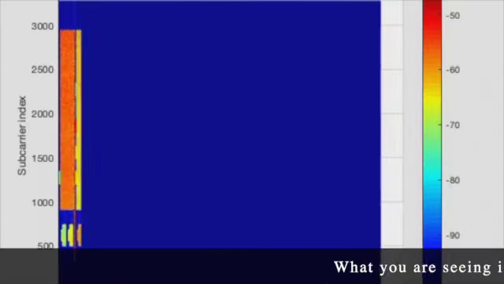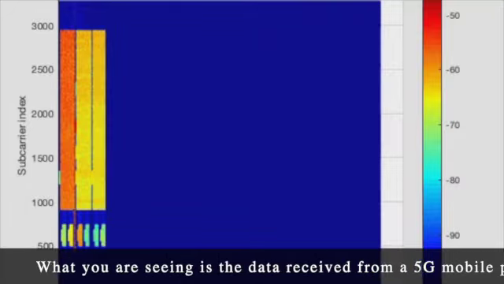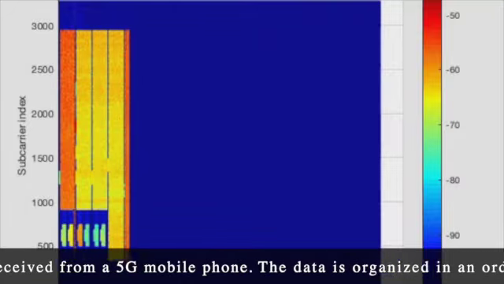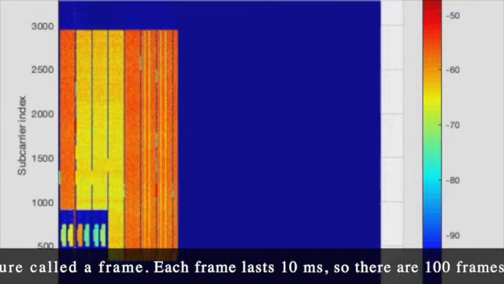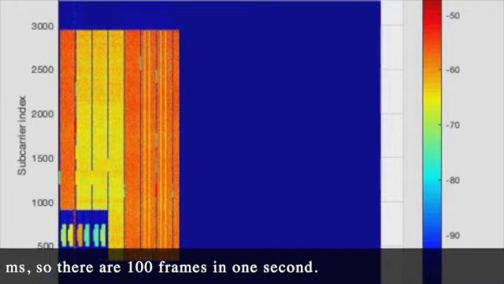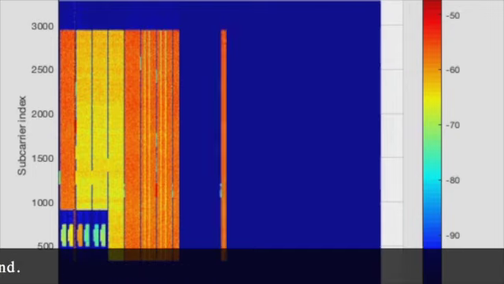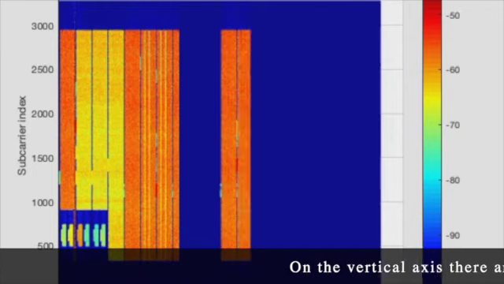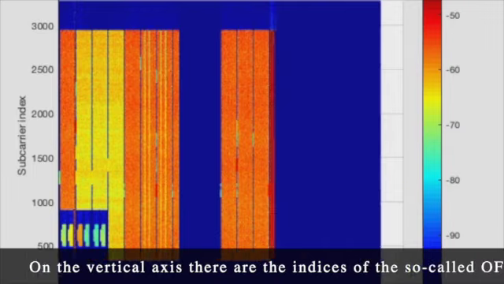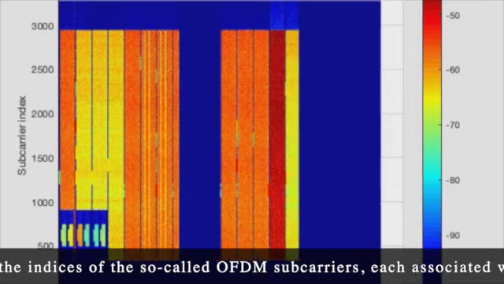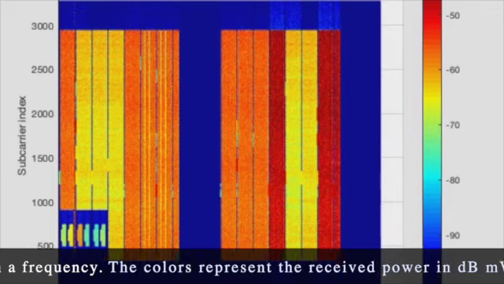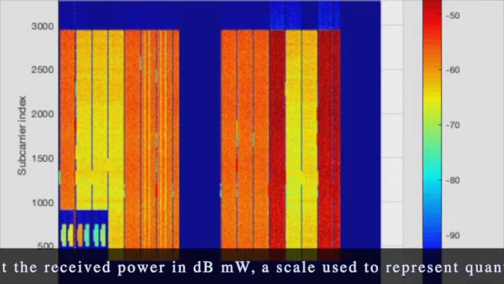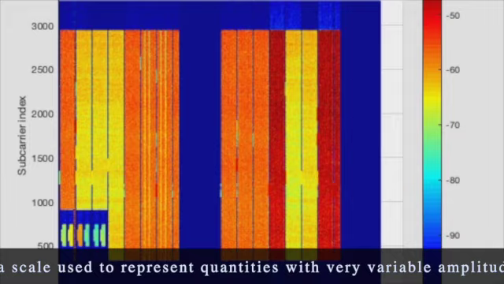What you are seeing is a signal received from a 5G mobile phone. The signal is organized in an ordered structure called a frame. Each frame lasts 10 milliseconds, so there are 100 frames in 1 second. On the vertical axis there are the indices of the so-called OFDM subcarriers, each associated with a frequency. The colors represent the received power in decibel milliwatts, a scale used to represent quantities with very variable amplitude.